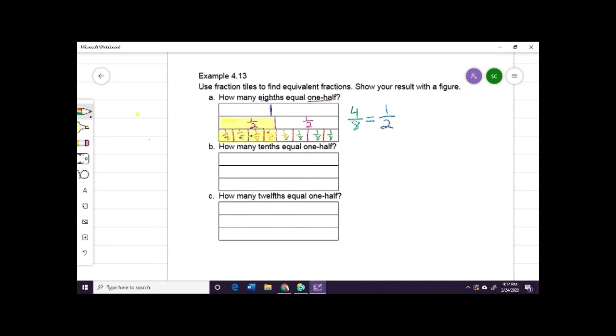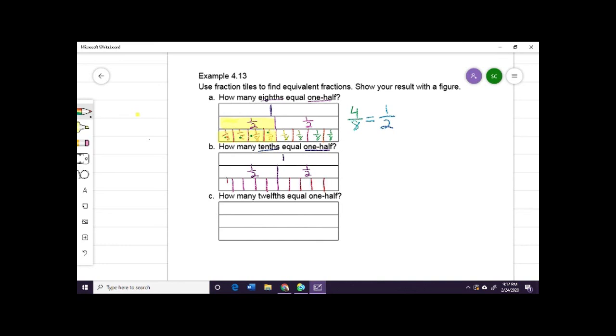Let's do the same thing with this. How many tenths equal 1/2? So if this is 1, then this is going to be 1/2. Then I need to divide the bottom one into tenths, which means I'm going to divide this into half, and then I need to have 5 sections on each side of that half. And once again, it's going to be very rough. 1, 2, 3, 4, 5 sections.